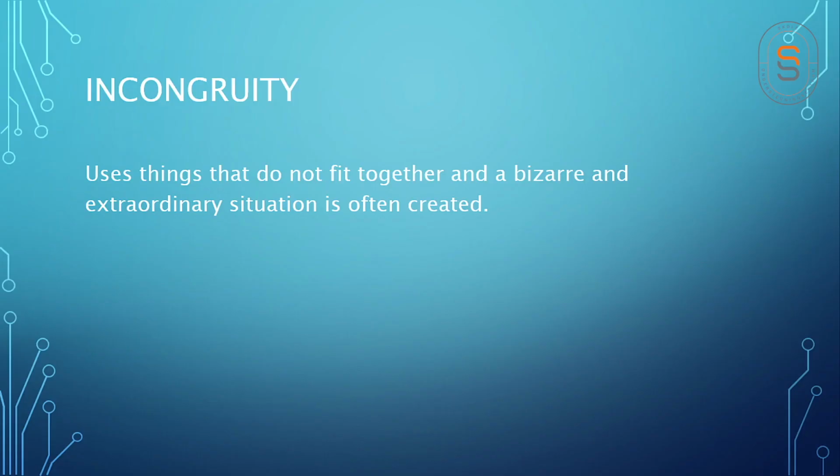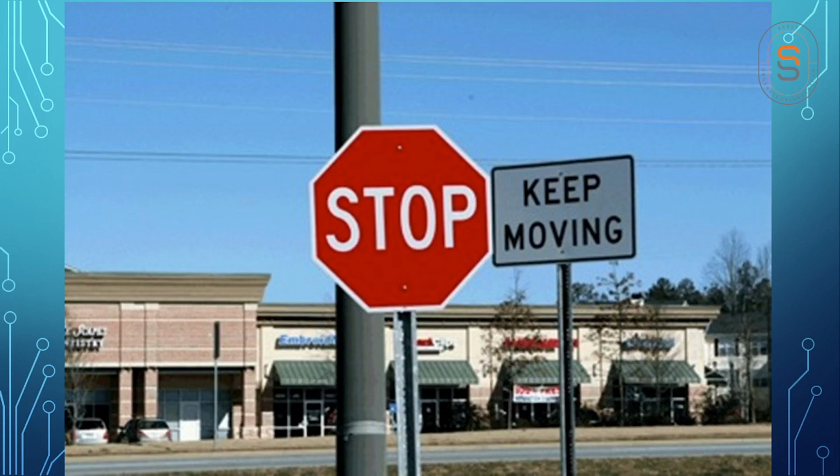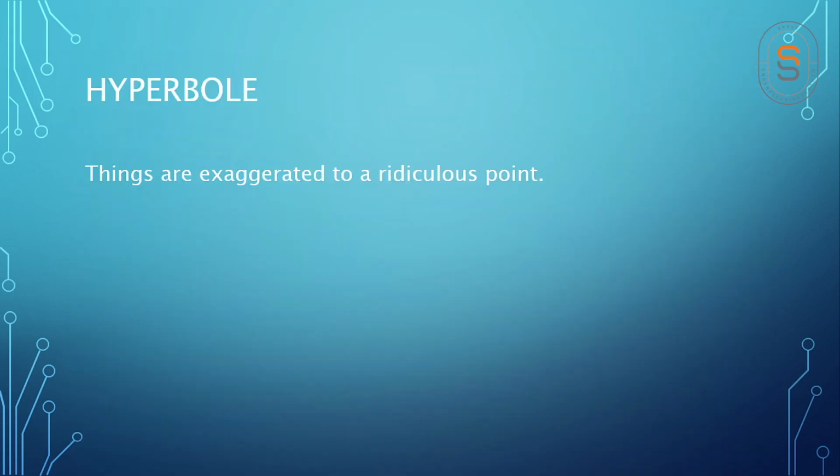The next one we have is incongruity. It uses things that do not fit together, and a bizarre and extraordinary situation is often created. So it's things that do not belong, that do not fit together. Like, for instance, these two signs, stop and keep moving, placed directly next to one another to create a bizarre and extraordinary situation. The next one we are going to look at is hyperbole.